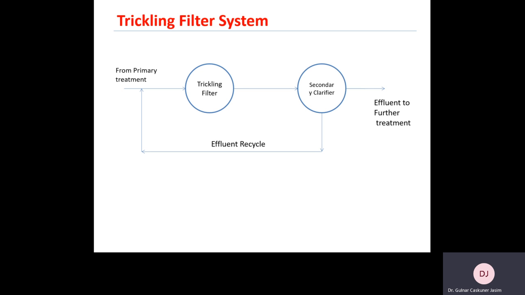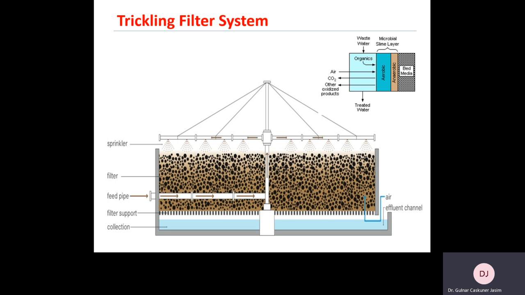The system is similar to the activated sludge system. There is a trickling filter, and following the trickling filter, there is a secondary clarifier. And effluent goes for further treatment. Here, I would like to show a schematic representation of a trickling filter. Trickling filter, a kind of filter media, and wastewater is fed to the filter from the top. And you can see how the sprinklers are distributing the wastewater homogeneously on the filter media.